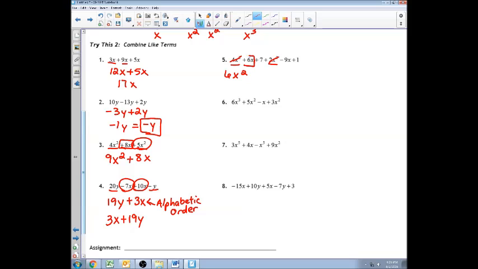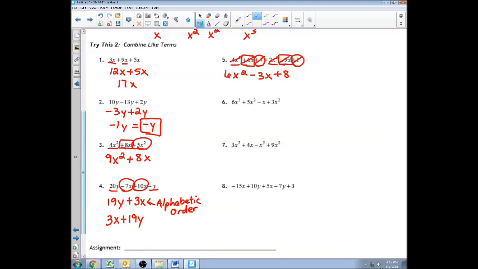Well, I can combine positive 6x with negative 9x. So this would be like 6x minus 9x. That would get me negative 3x. So those are now done. The last two numbers I have, positive 7 and positive 1. So this would be 7 plus 1, which is now positive 8. And now those are done.